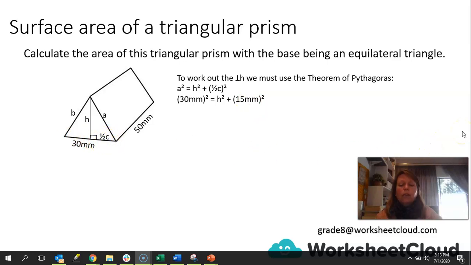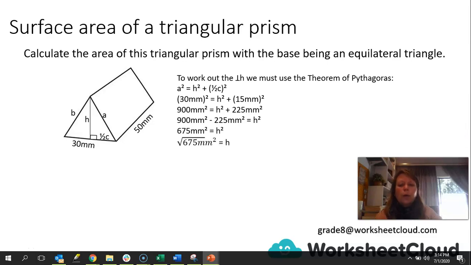Okay, so 30 millimeters squared will give us 900 millimeters squared is equal to H squared, which we still don't know, plus 15 millimeters squared gives us 225 millimeters squared. Okay, again, use our knowledge of algebra. So we're going to take the 225 across the equal sign. We're going to go 900 minus 225 gives me H squared. That gives me 675 millimeters squared is H squared.